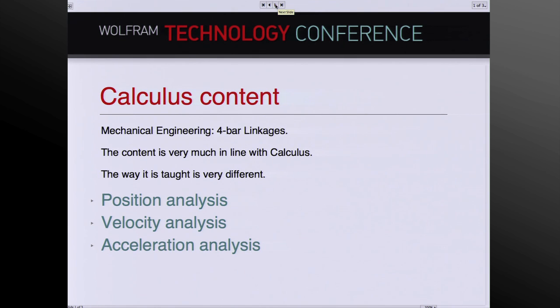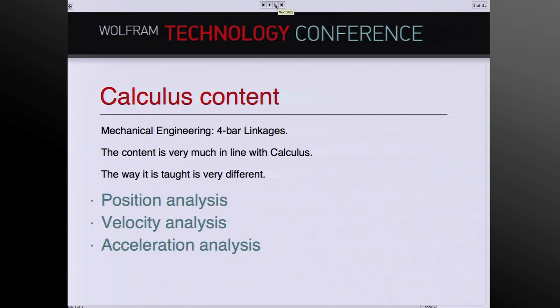So I'll start with the lowest level, from the content. The discovery, at least for me, that I made this summer, and I would be happy to discuss with you what you think about it, was that the way at least mechanical engineers are taught at the University of Tennessee is very different in certain aspects from the way mathematicians teach mathematics, in particular calculus.